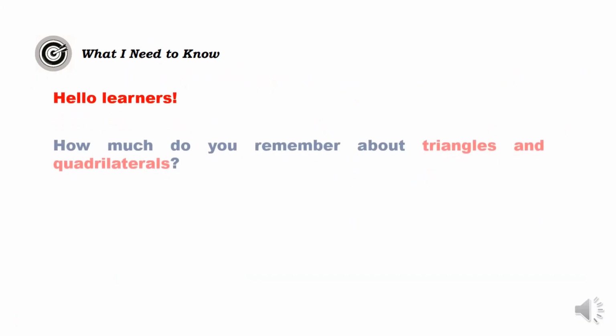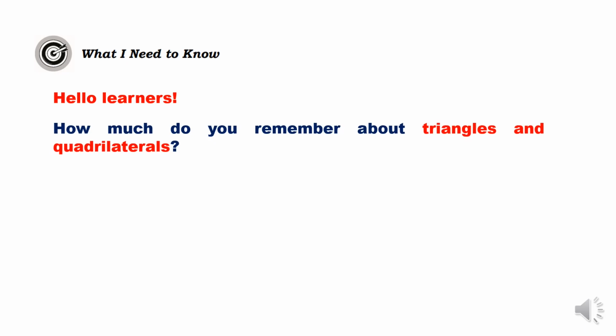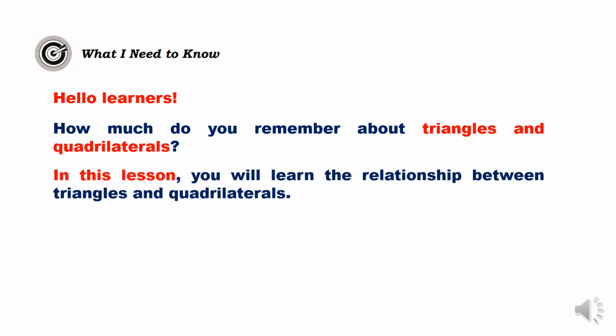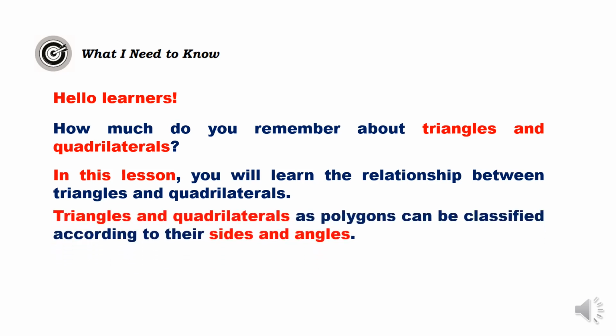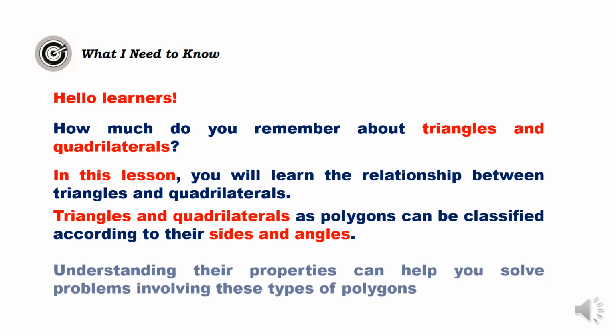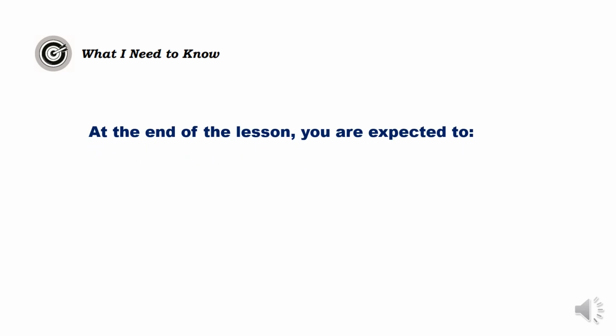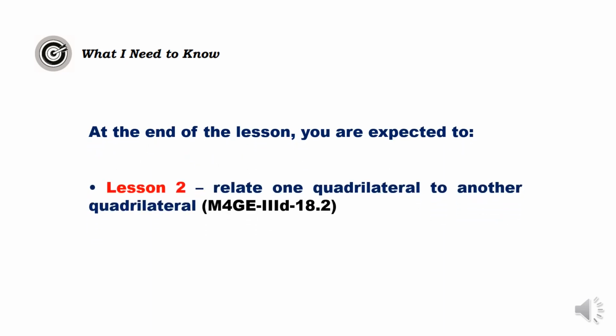Hello learners! How much do you remember about triangles and quadrilaterals? In this lesson, you will learn the relationship between triangles and quadrilaterals. Triangles and quadrilaterals as polygons can be classified according to their sides and angles. Understanding their properties can help you solve problems involving these types of polygons. At the end of the lesson, you are expected to relate one quadrilateral to another quadrilateral.